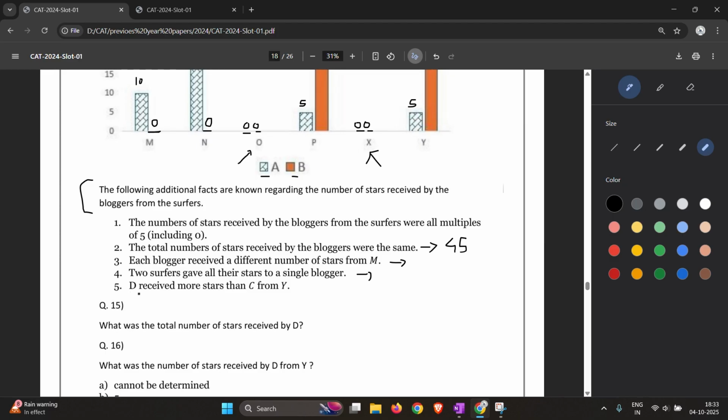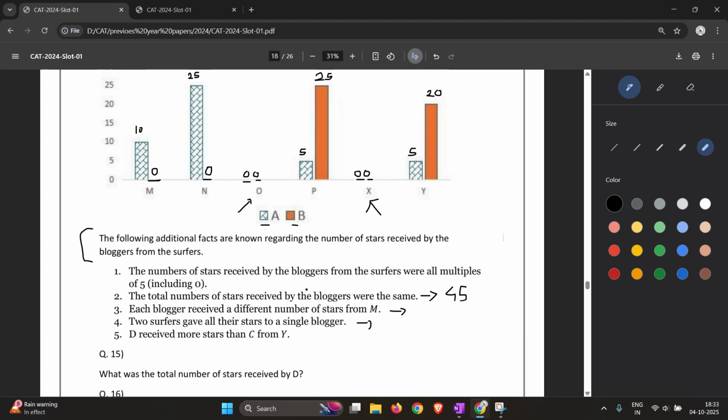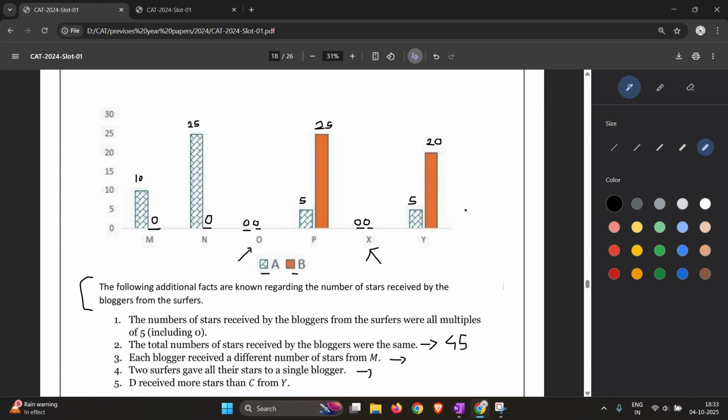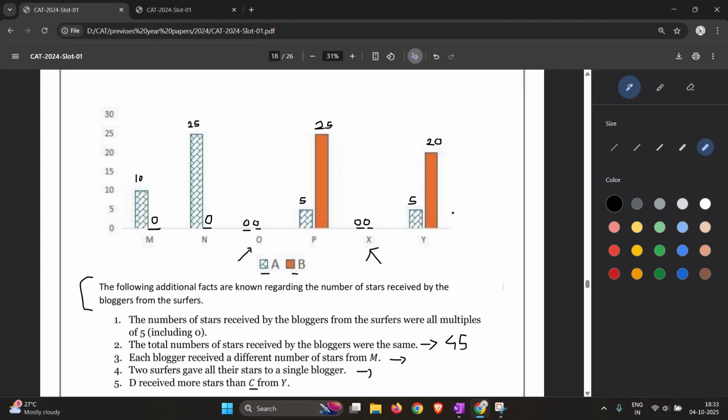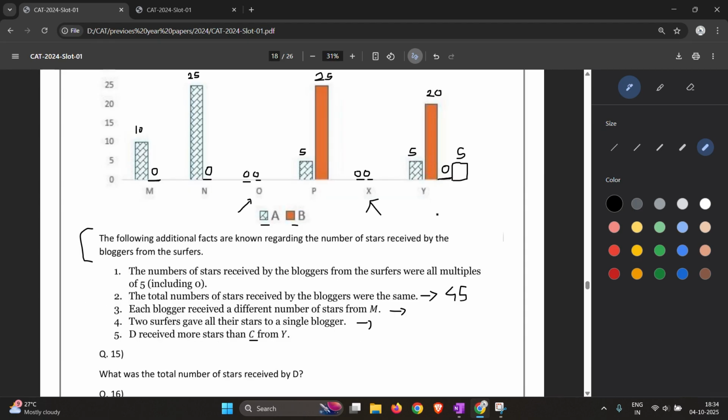Let's go ahead. D received more stars than C from Y. So, okay, this is very useful information because Y only has 5 stars left to give. Y has already used 25 of his stars and can only give 5 more stars to someone. And since D gets more stars than C from Y, D has to get those 5 stars. So D got 5 from Y and C got 0 from Y. This is now something that we know.